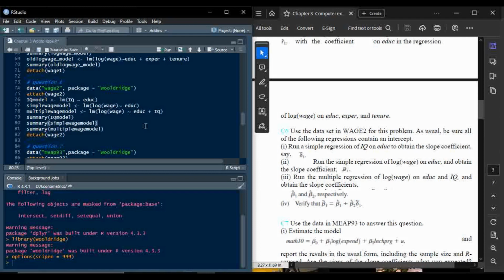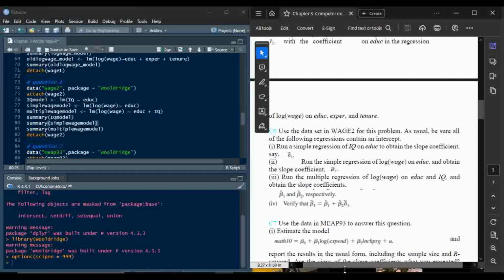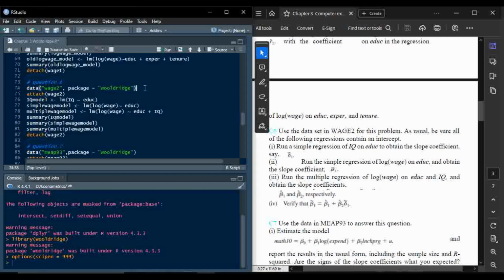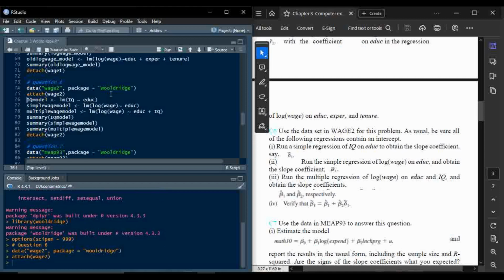So hello everyone. In continuation with the previous video, we are on chapter 3 of the book Introductory Econometrics, and the chapter name is Multiple Regression Analysis: Estimation. And let's start with question number 6. In this question number 6, you can see the dataset wage2 is being used. Therefore, call this data through the data command and use this package wooldridge, press Ctrl plus Enter and attach this dataset.